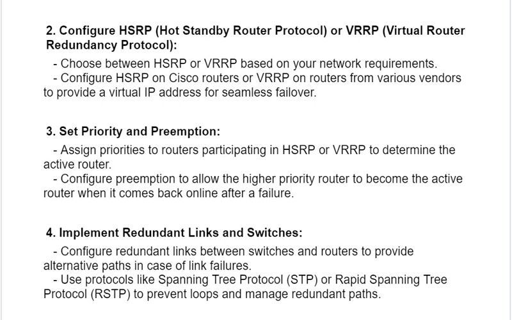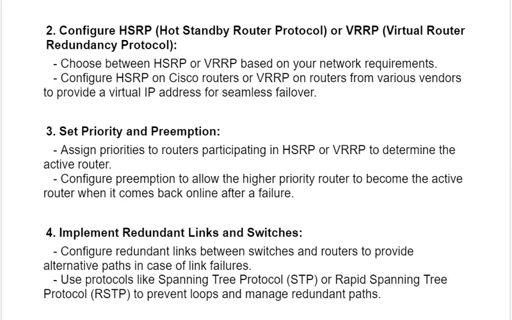Our third solution is set priority and preemption. Assign priorities to routers participating in HSRP or VRRP to determine the active router. Configure preemption to allow the higher priority router to become the active router when it comes back online after a failure.